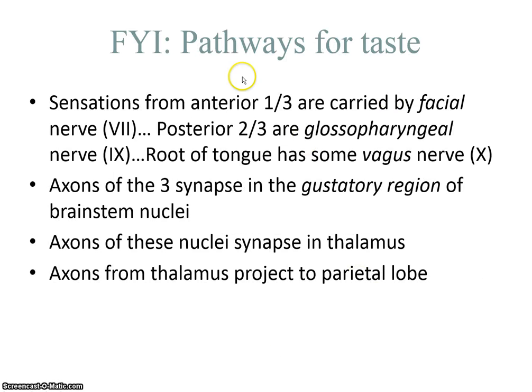This is for your information, so you would not need to know the pathways on a test. The anterior 1/3 of your tongue is carried by the facial nerve, the posterior by the glossopharyngeal, and the vagus is a route. Axons of these three different nerves synapse in the gustatory region of the brain stem nuclei. Again, this is for your information. Then they synapse in the thalamus. As we said, a lot of sensory passes through the thalamus, and then the thalamus projects to the parietal lobe and insula.